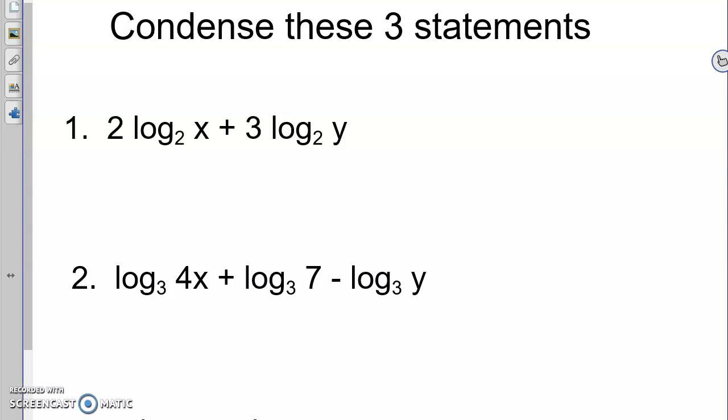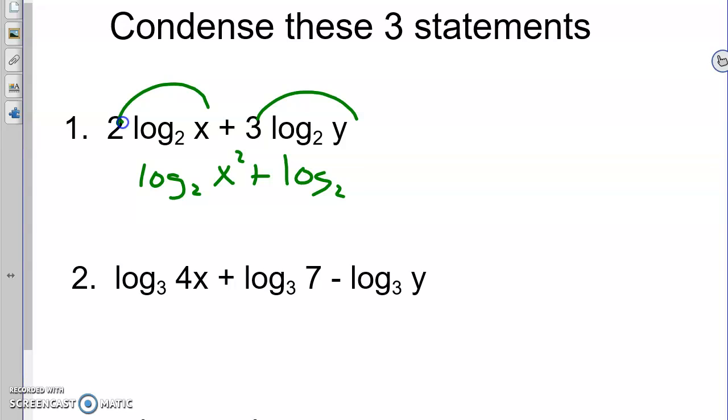The first questions are going to be, can you condense this statement from a few logs to one log? Anytime we have a number in front of the log, it becomes an exponent. Think of the reverse. When it's an exponent, we throw it to the front. So this becomes log base 2 x squared plus log base 2 y cubed, and the plus sign means we multiply. So we get log base 2 of x squared y cubed.